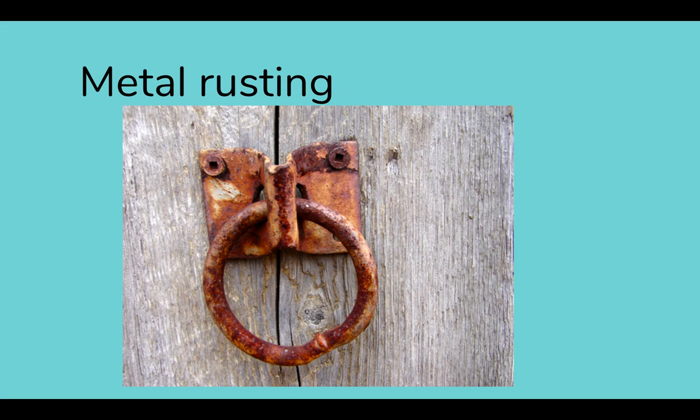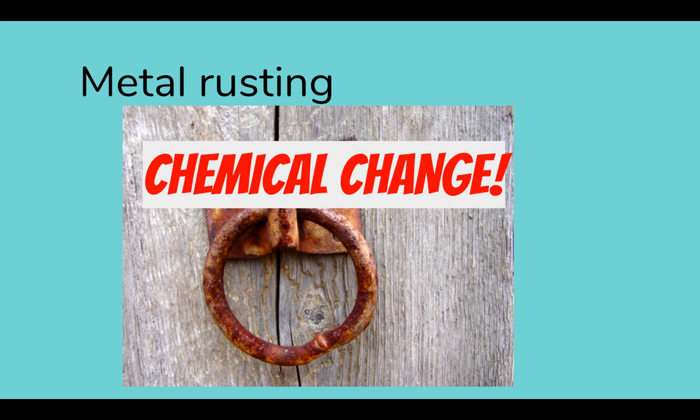Metal rusting. This is a chemical change. It's an unexpected change in color. The reaction of the oxygen and the water made something new, made this rust that is on the metal.